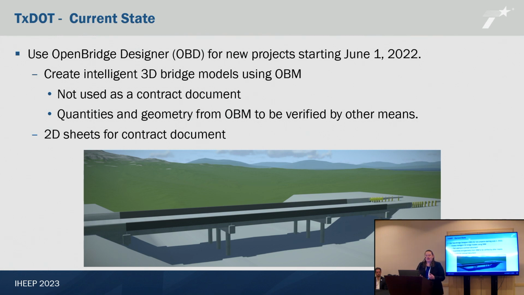As we get that back, what we requested is a comparison of the quantities and the geometry, such as bearing seat elevations, verified by other means, and have them send us a memo back letting us know what they're finding. With that, we've also asked them for any user enhancements or any trouble they came across, right? We're working closely with Bentley to get the software where it needs to be so that we have confidence when we say, here's the contract document, and not say, here's the contract document, but don't use X, Y, Z, right? We want to make sure that we've got the confidence in it. We are still using 2D sheets for the contract documents.